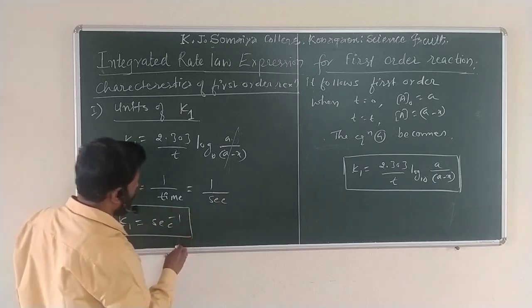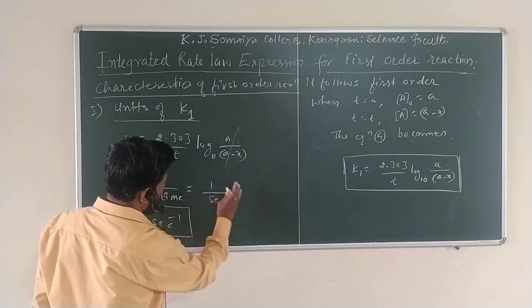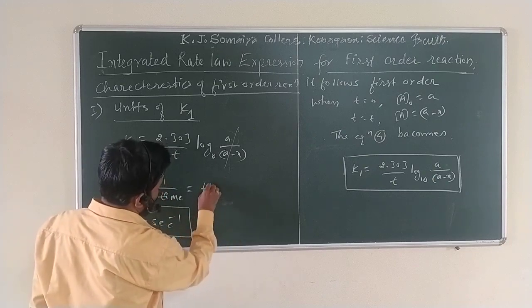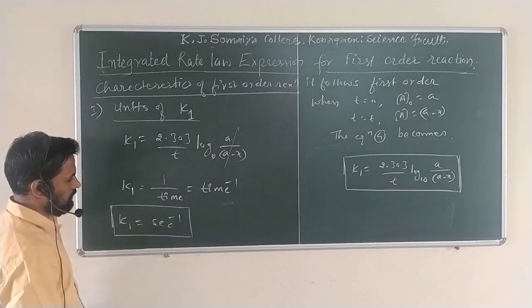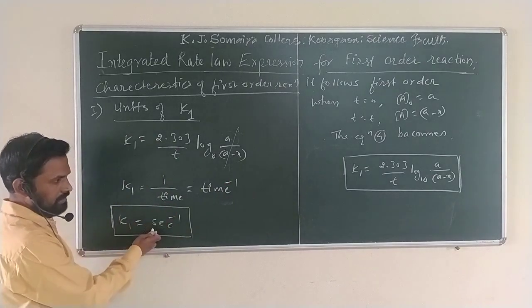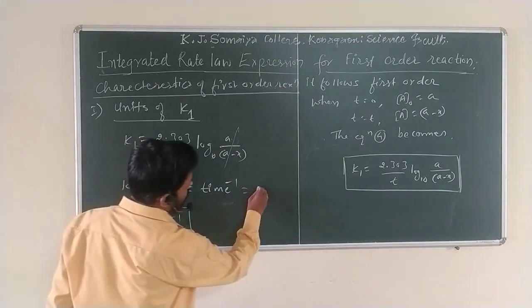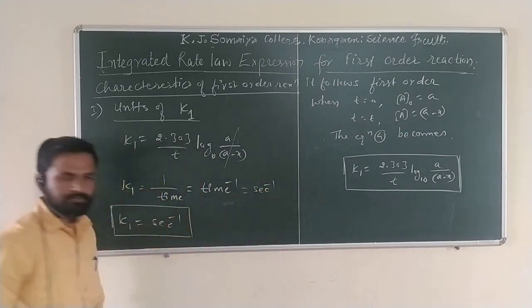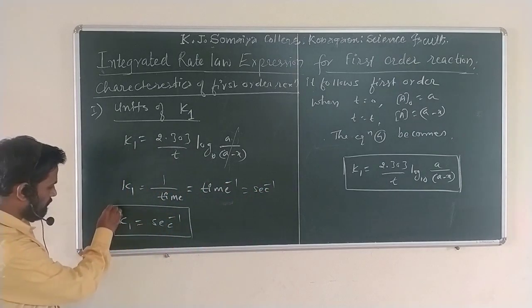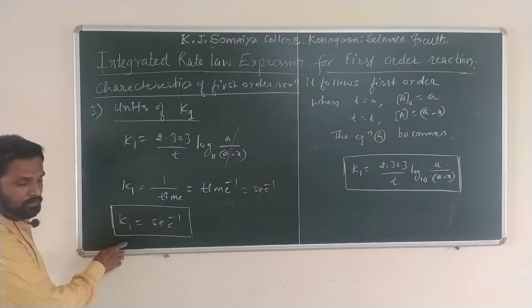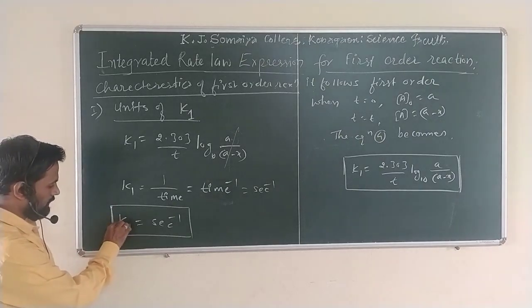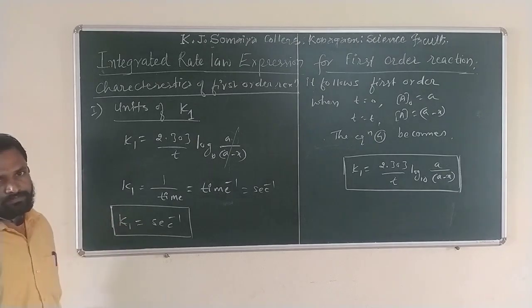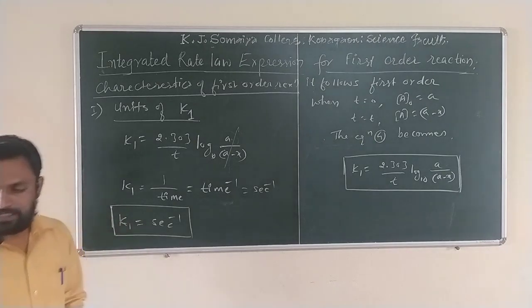Per second, or we can say per time. Time is always represented in terms of the second. So always remember that the units of the rate constant of a first order reaction is per second. Okay, these are the units.